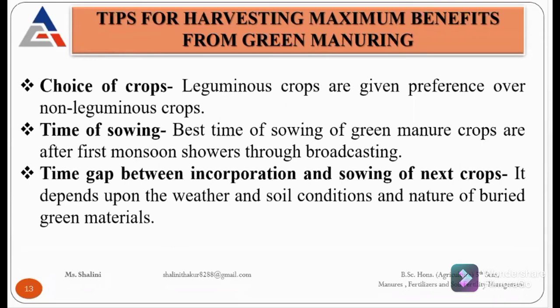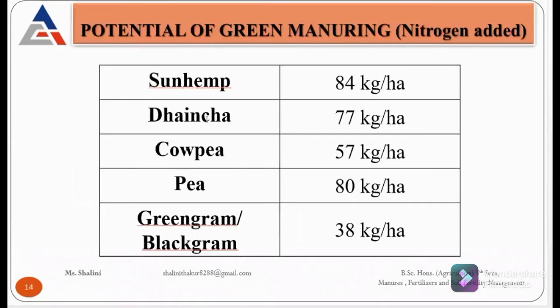Okay. Then different crops have different nitrogen addition in the soil. So sunhemp has 84 kg per hectare, which means it fixes 84 kg of nitrogen into the soil as a green manure crop. Then dhancha, okay, it is 77 kg per hectare. Nitrogen is added by dhancha.